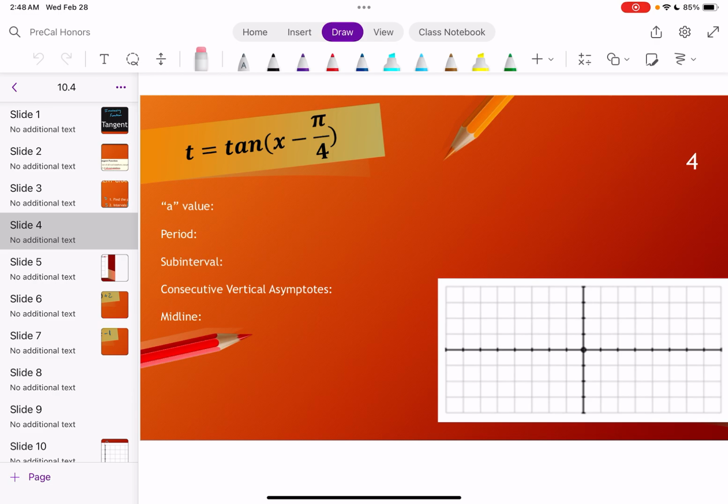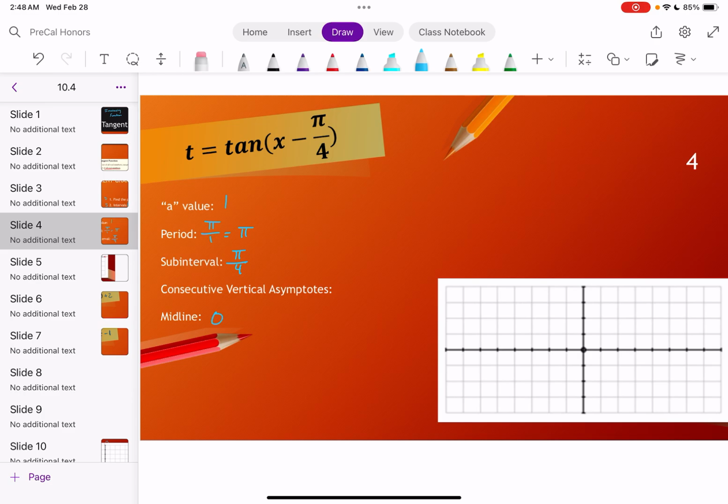Our period is going to be pi over 1, which is equal to pi. Our subinterval will be pi over 4. And our midline in this case would be 0.